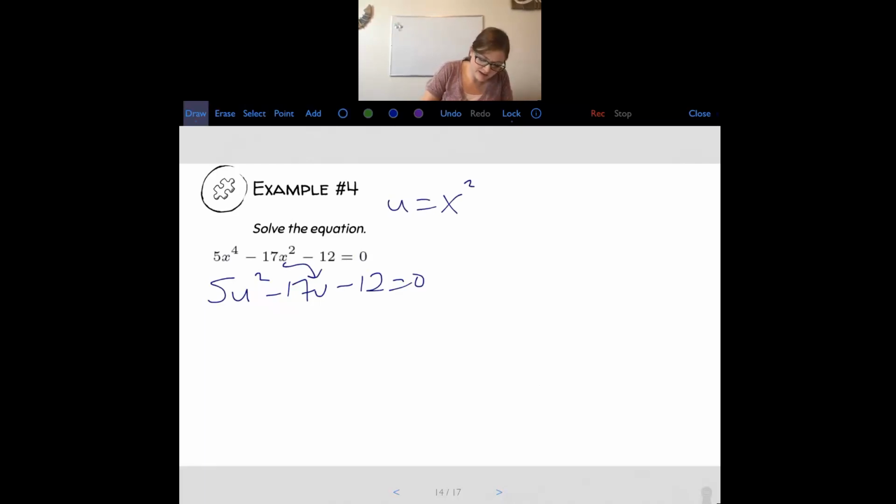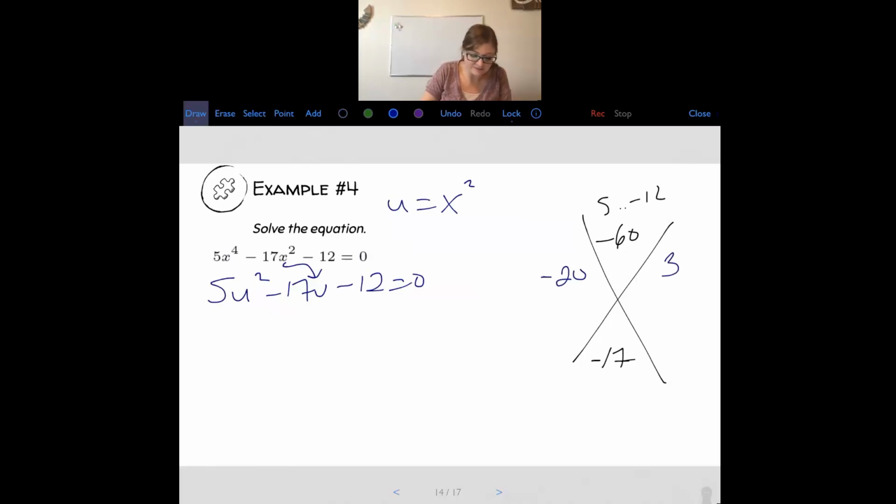I'm going to use the x method, where we take 5 times -12, which gives us -60. Our middle term goes down below. So now we're looking for two numbers that multiply to -60 and add to -17. So it's -20 and 3. Okay, and now with this method, we take the number that's in front and we divide. So here we get -4 over 1. So this factor is u minus 4, and this factor is 5u plus 3.